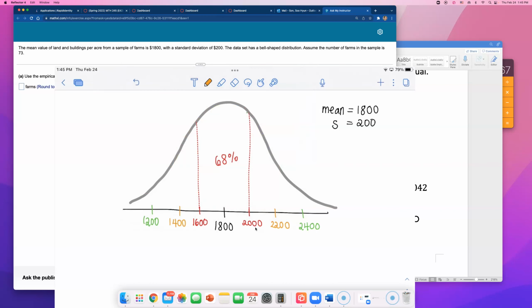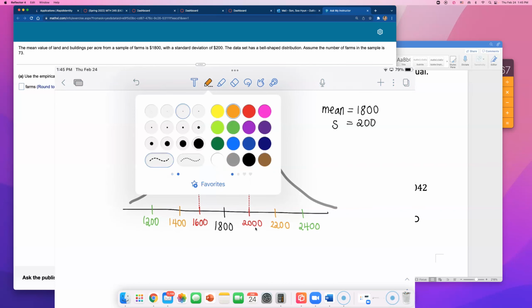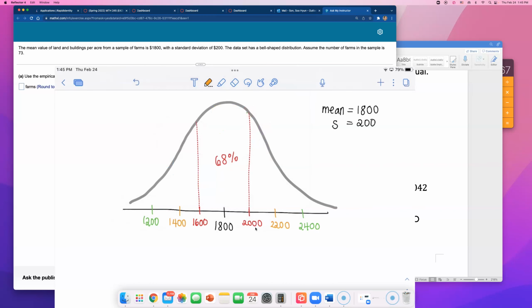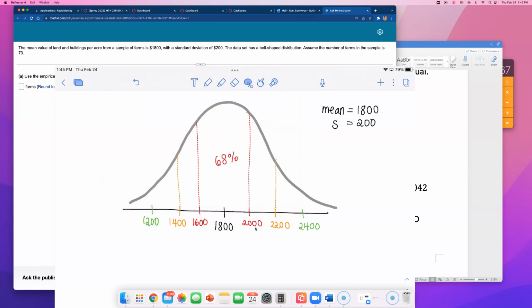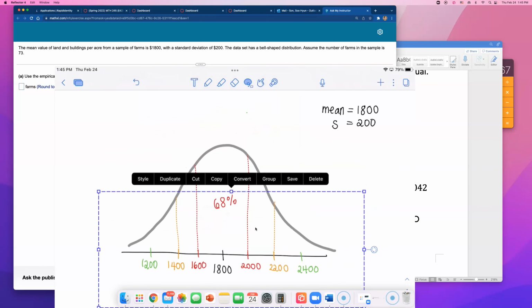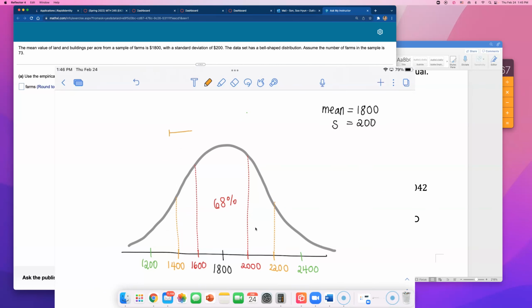Now, what else? Let me do the orange. So if you stretch out a little bit, within 2 standard deviations from this orange to that orange line. Okay, hold on. Let me bring this down a little bit. So from the orange to the next orange, there are 95% of the data. The farms are in between.